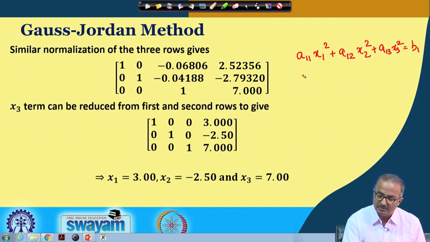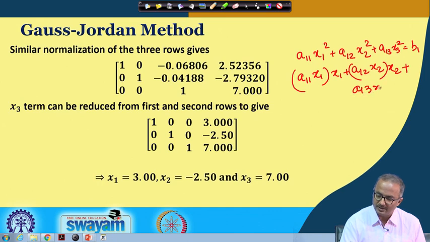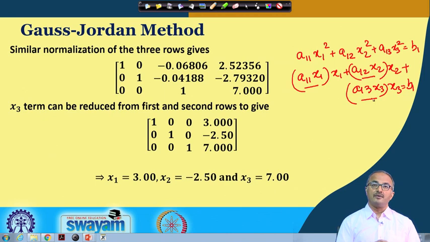Okay. Many times, if it is nonlinear, we can take this as A11 x1 into x1, then A12 x2 into x2, and then A13 x3 into x3 equal to B1. So you can see here these coefficients are themselves functions of the unknowns. So this is also one way of treating these things.